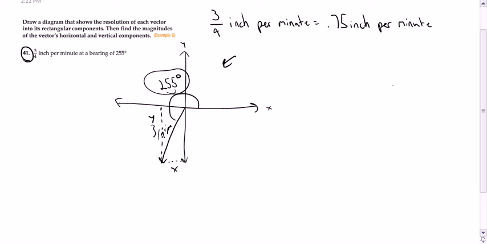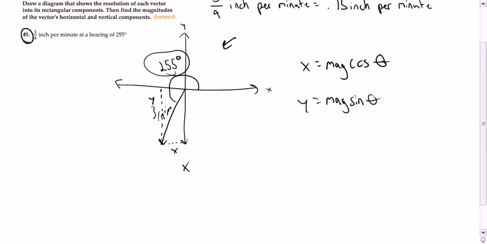So there's basically just two equations, an equation for each component. The first being for the x right here, the horizontal. It's x equals magnitude cosine theta. And then for the y component, it's magnitude sine theta. So we just plug in the information that we got into these two equations.